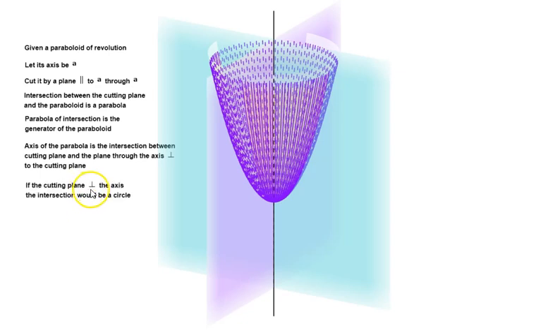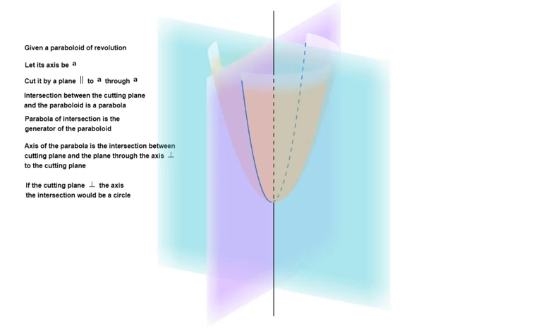If the cutting plane is perpendicular to the axis, the intersection would be a circle. Now, if I have a plane perpendicular to the axis, that is this green plane, then the intersection between this green plane and the paraboloid is going to be a circle. So that is what this part of the proposition says.